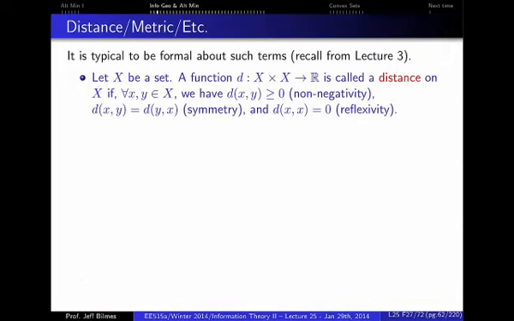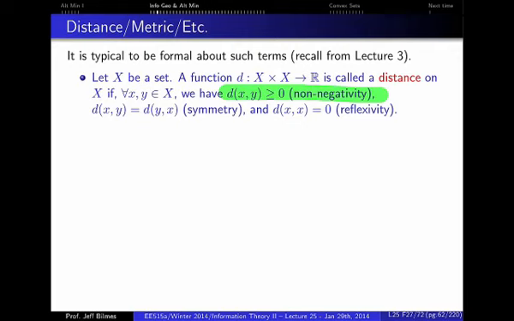So remember from lecture 3, this notion of distance. From lecture 3, we said let x be any set, and a function D is called a distance on x if, on the one hand, it's non-negative. For all x and y, D of x,y is never negative.